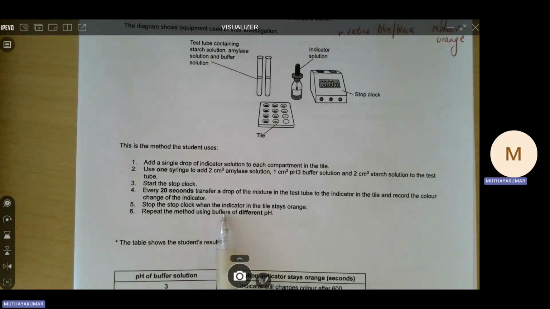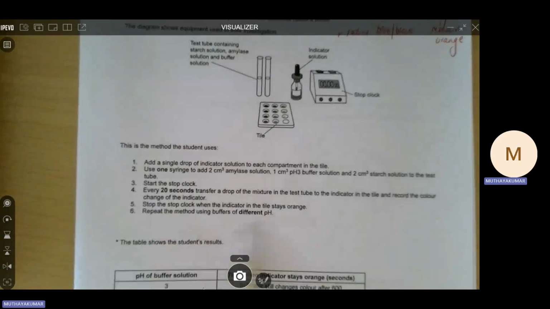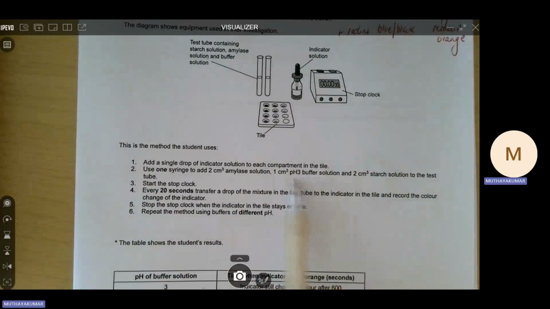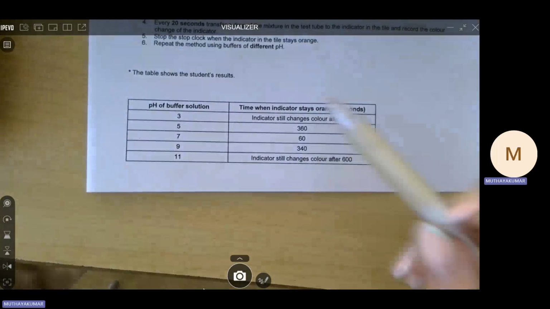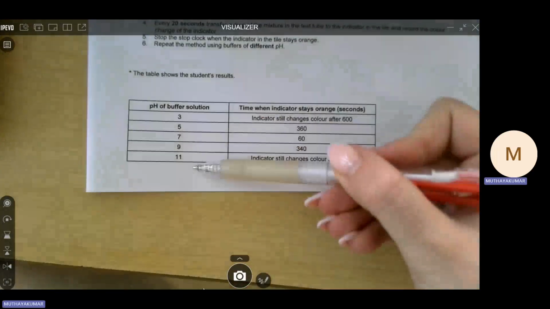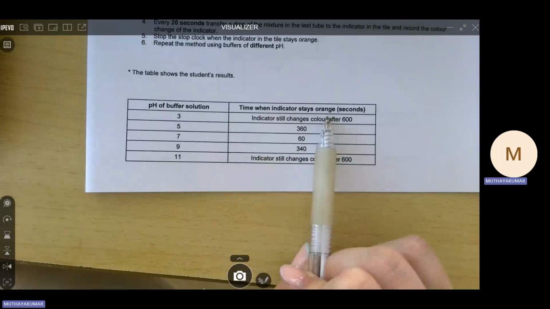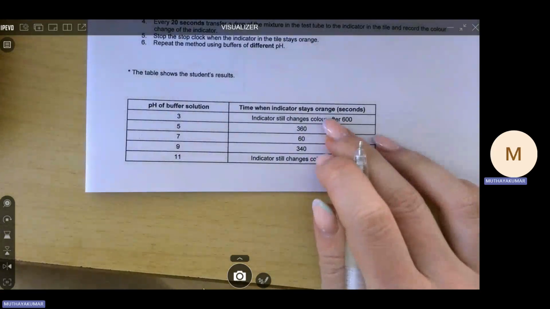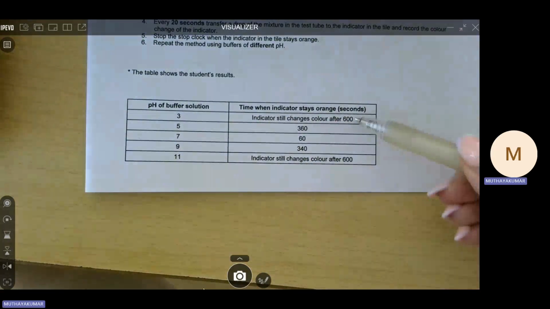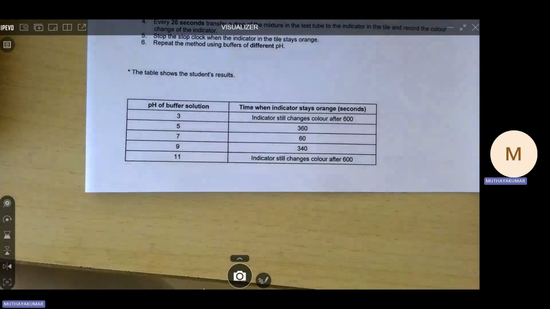They stop the stopwatch when the indicator stays orange. They repeat this whole thing with a different buffer solution. And then here are the results. Okay, so you've got your different pH solutions, and then you've got your indicator when it remains orange. So what this does is it means that the reaction has finished.